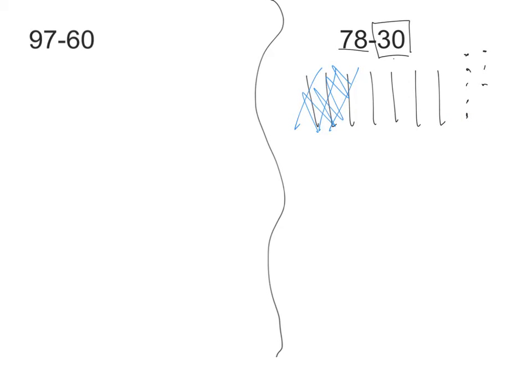Okay? So now on your problem over here, which you should have drawn to have 1, 2, 3, 4, 5, 6, 7, 8, 9 tens, and 1, 2, 3, 4, 5, 6, 7 ones, I would like you to pause the video and take away your 6 tens. Go ahead and try.